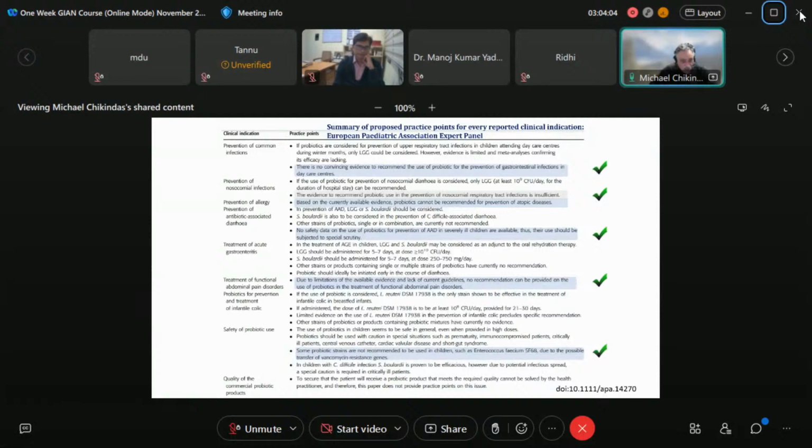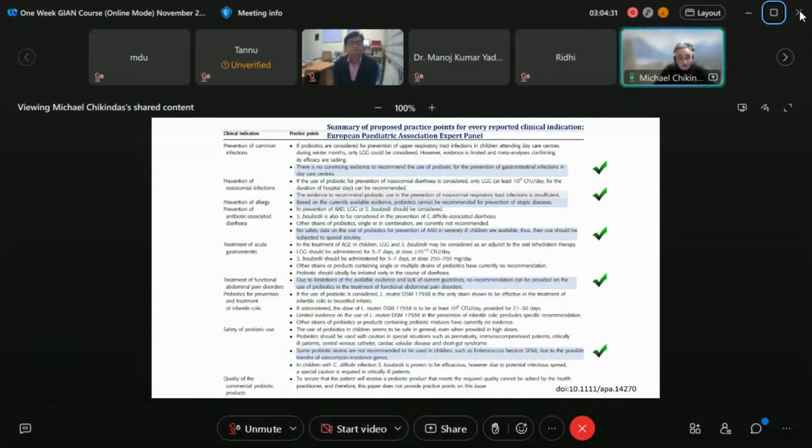Some probiotic strains are not recommended for use in children, such as Enterococcus, due to the possible transfer of vancomycin-resistant genes. Possible transfer. Are these genes present? Are these genes on the transposon or other elements? So these kinds of things must be clarified even before any trials are conducted, and we were talking about it in our previous sessions.